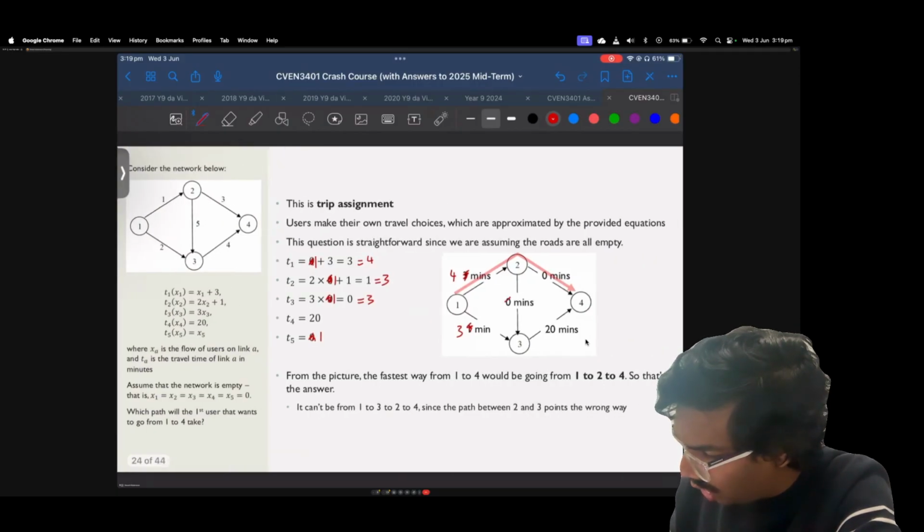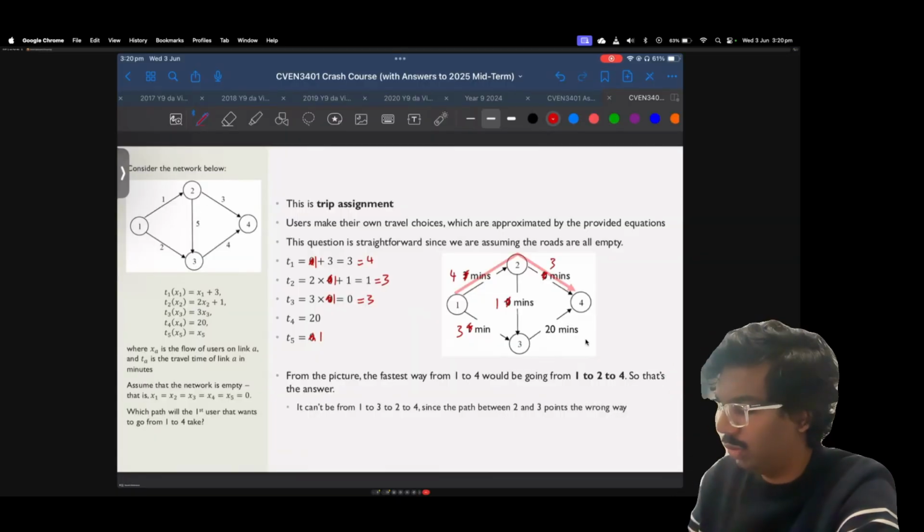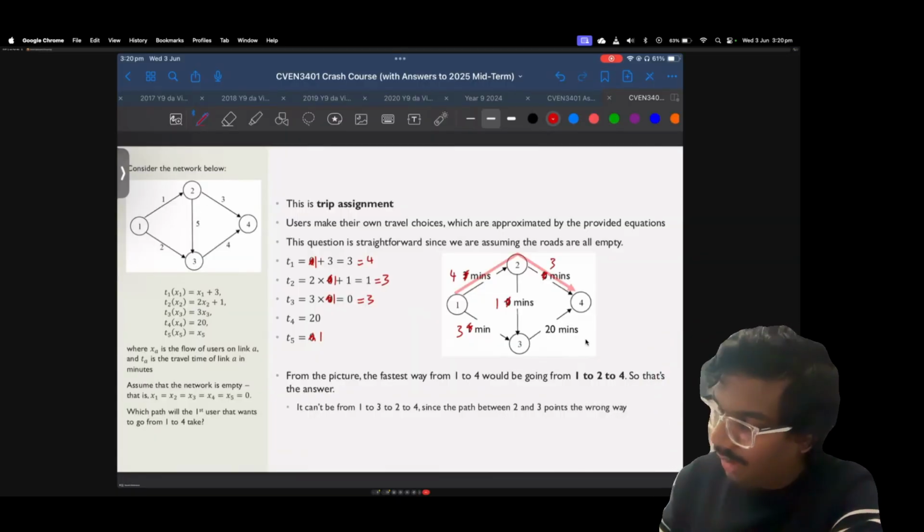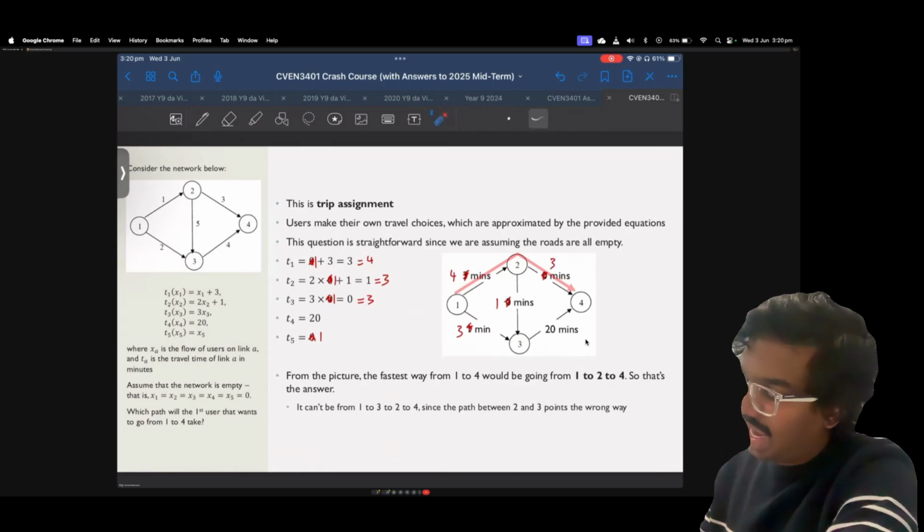That ends up being 1. That ends up being 3. And then that's still 20. So it's still the same answer. Okay, but that's just a minor correction, because now there's one car on the road.